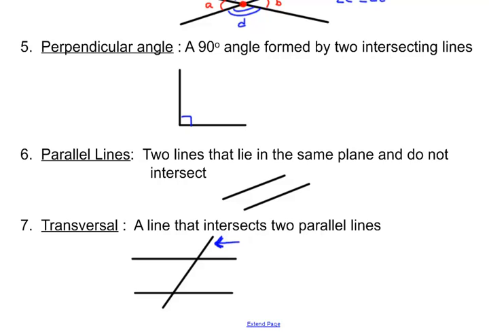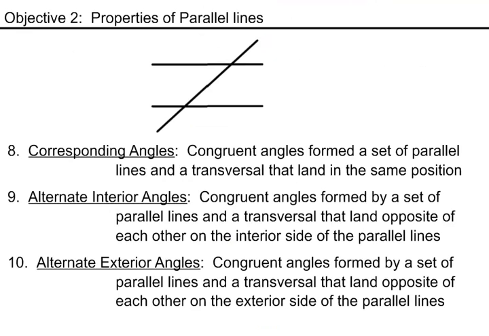Now with this transversal comes a few properties, and that's what we're going to talk about in this one. Whenever we have a set of parallel lines and a transversal, we have some different types of angles that form. First of all, we're going to talk about corresponding angles. Corresponding angles are congruent angles formed by a set of parallel lines and a transversal that land in the same position. So let's label all of these angles A, B, C, D, E, F, G, and H.